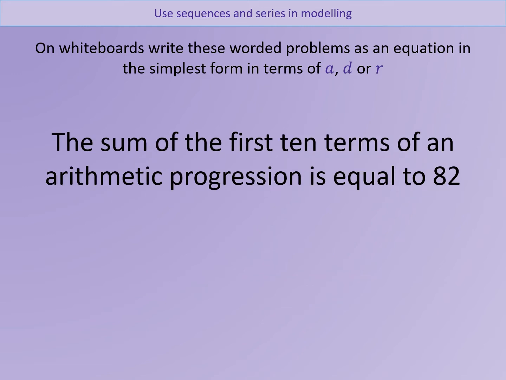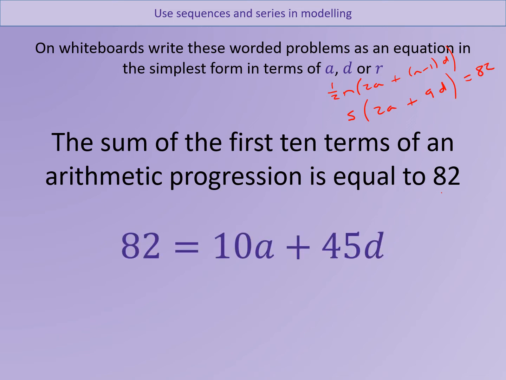So next we have that the sum of the first 10 terms of an arithmetic progression is equal to 82. For this we're going to use the formula for the sum of the first n terms, which is a half n bracket 2a plus (n minus 1)d. We're going to use n as 10 here. So a half of 10 is 5, 2a plus 9d. This equals 82. We can then simplify this down to give us 10a plus 45d equals 82.